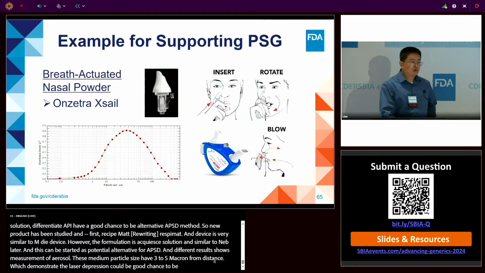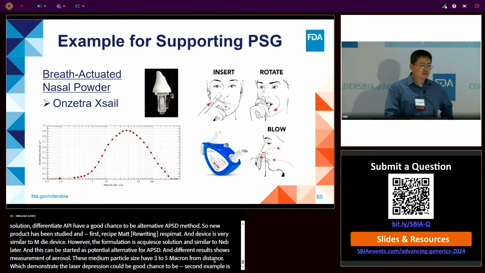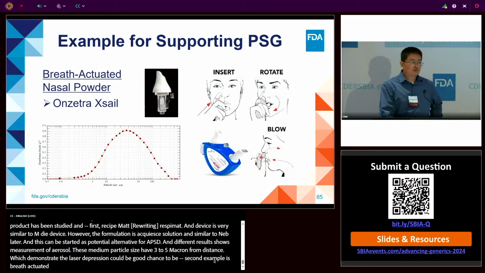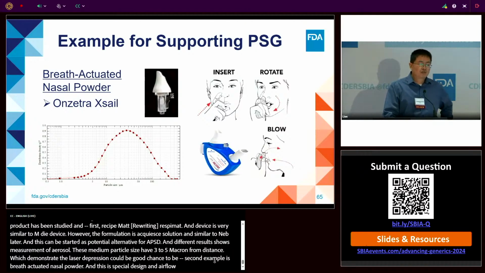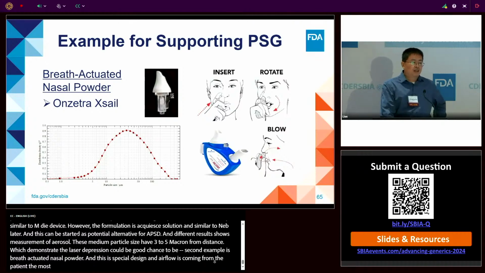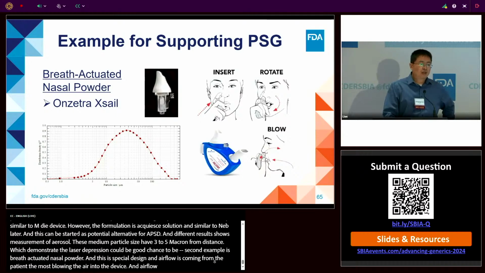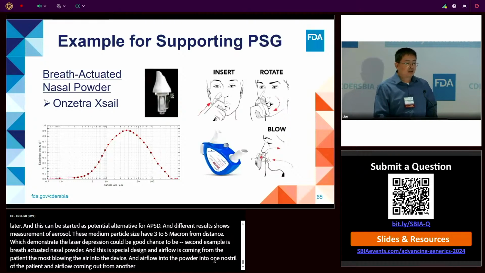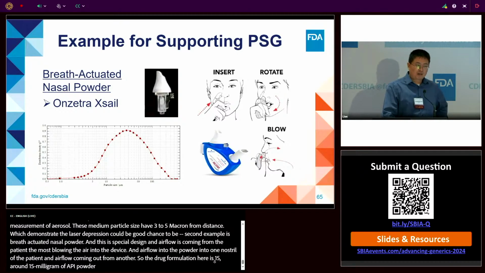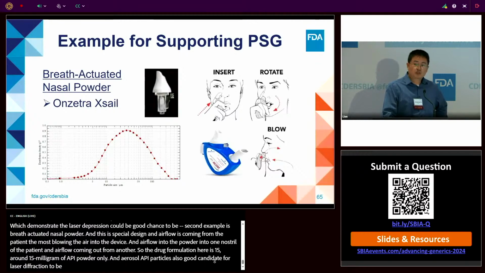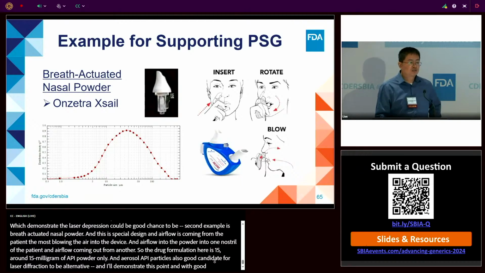The second example is a breath-actuated nasal powder, Xhance. For this product, there is a special design, and the airflow comes from the patient's mouth to blow air into the device. The airflow brings the powder out, introducing the powder into one nostril of the patient, and the airflow comes out from the other. The drug formulation here is around 15 milligrams of API powder only. Since the aerosol is API particles only, it is also a good candidate for laser diffraction to be an alternative APSD method. And our result demonstrated this point, with a good clean laser diffraction measurement showing the median particle size is around 30 microns.